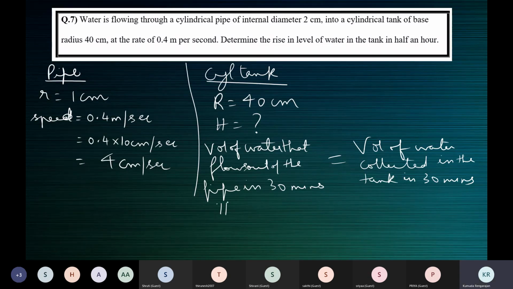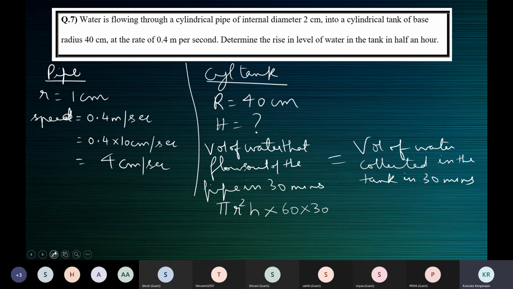Pi r square h. But that h is for 1 second. The height is 4 centimeters per second. In 1 second, the height of the water that's discharged is 4 centimeters. For 30 minutes, when you multiply by 60, you will get for 1 minute, and when you again multiply by 30, you will get for 30 minutes.